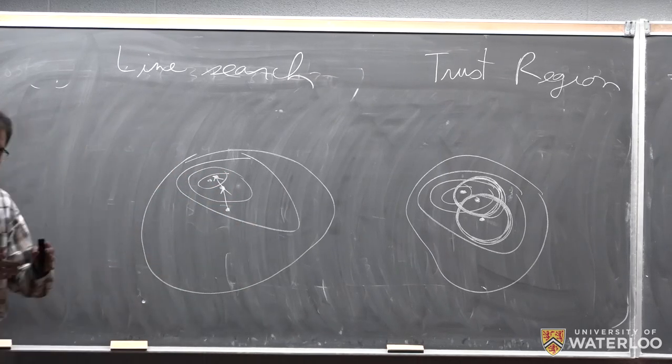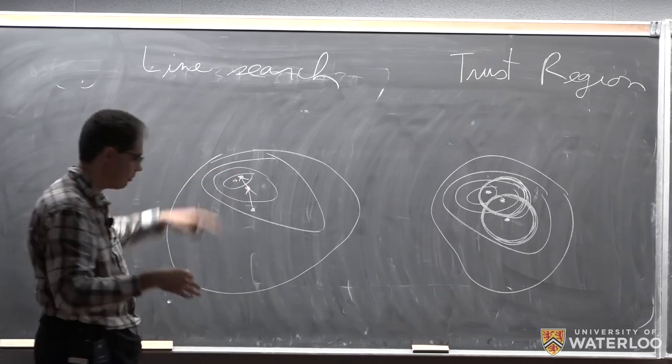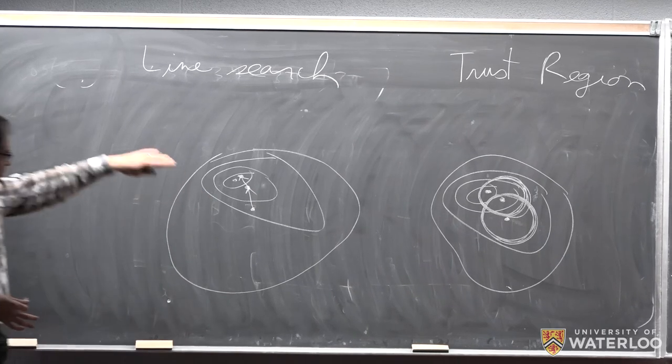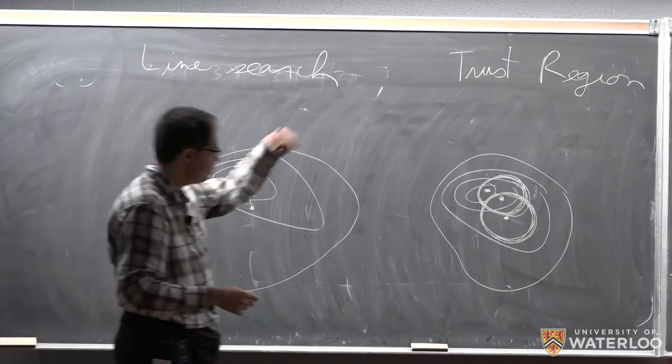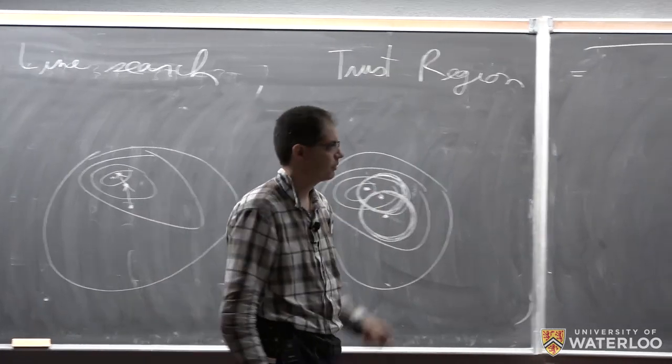Okay, so we're going to have, essentially in both cases, some iterations where we end up with new estimates, but then the philosophy is different. Here we pick a direction, make a step. Here we pick a region, find a point that's good in that region. Okay.